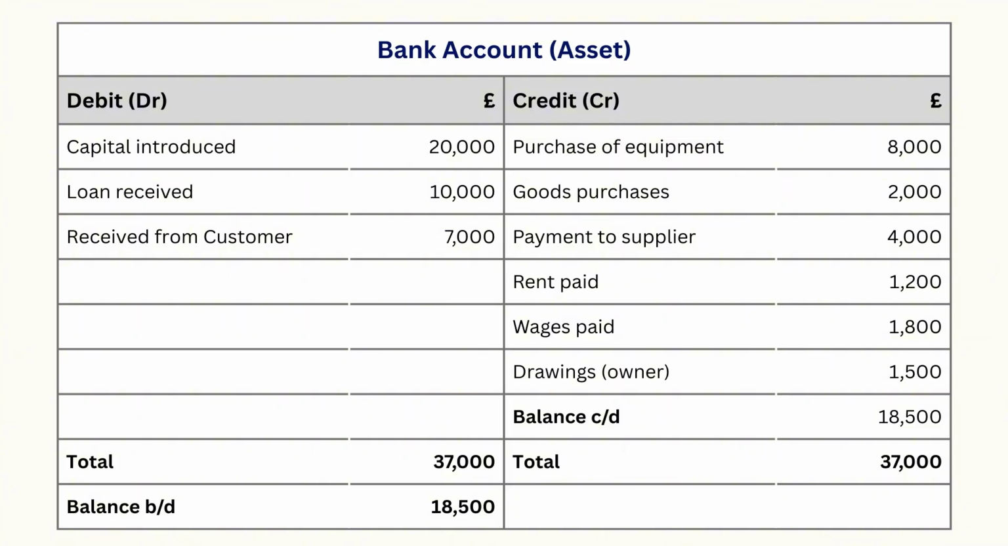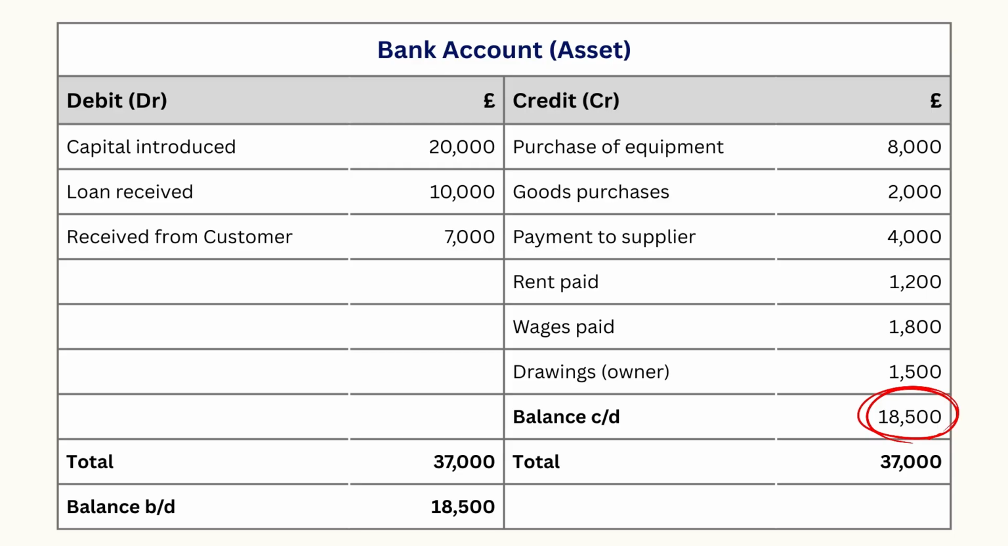So every time money comes into the bank, capital, the loan, and a customer payment, we post them on the debit side. Every payment made out of the bank, equipment, goods purchases, supplier payment, rent, wages, or drawings, goes on the credit side. After recording all entries, we add both sides up.